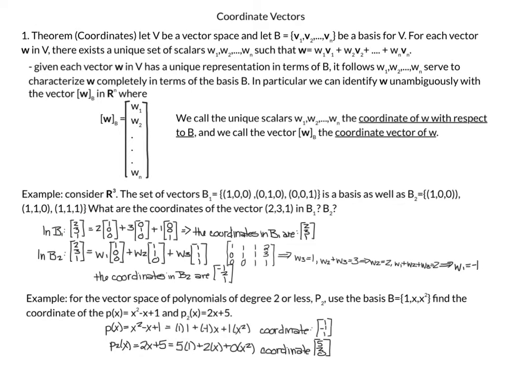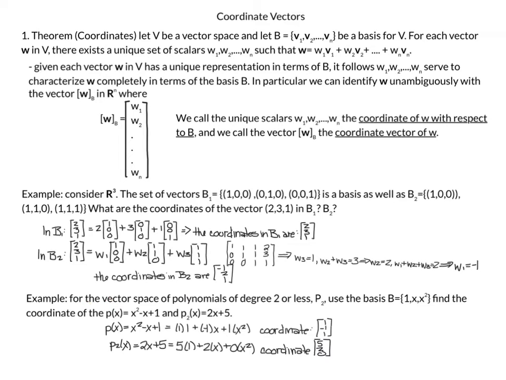The first one, in B1, as I said, you're used to this. The coordinates actually are 2, 3, 1 because it's 2 times the first standard vector, (1, 0, 0), plus 3 times (0, 1, 0), plus 1 times (0, 0, 1). So these are our coordinates, 2, 3, 1. In B2, and we'll work this out in detail later, but on this slide, (2, 3, 1) happens to be equal to negative 1 times (1, 0, 0), plus 2 times (1, 1, 0), plus 1 times (1, 1, 1), which means negative 1, 2, 1 are the coordinates in B2.